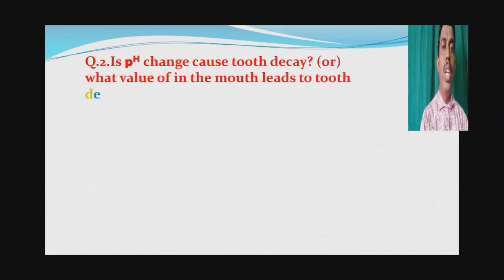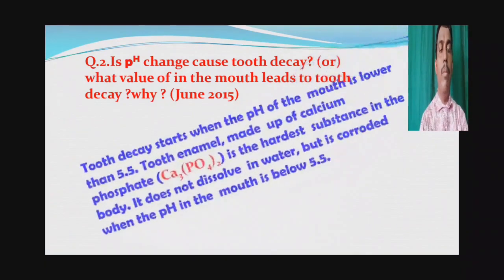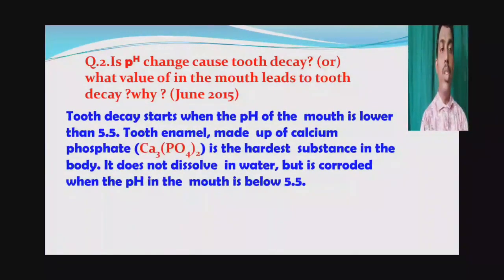Does pH change cause tooth decay? What value of pH in the mouth leads to tooth decay? Why? This question was given in the public examination June 2015. Tooth decay starts when the pH of the mouth is lower than 5.5, as its acidic nature increases.